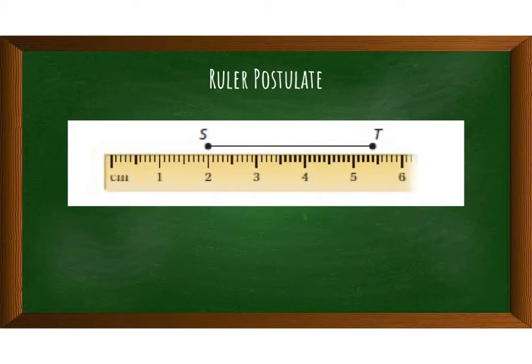So what the ruler postulate says, S is located at 2, so our x1 is going to be 2. T is located at 5.4, so our x2 is going to be 5.4, okay? Now, what we do from here is we say that it's going to be called ST, which is the length between S and T, is going to be equal to the absolute value of 5.4 minus x1, which is 2.